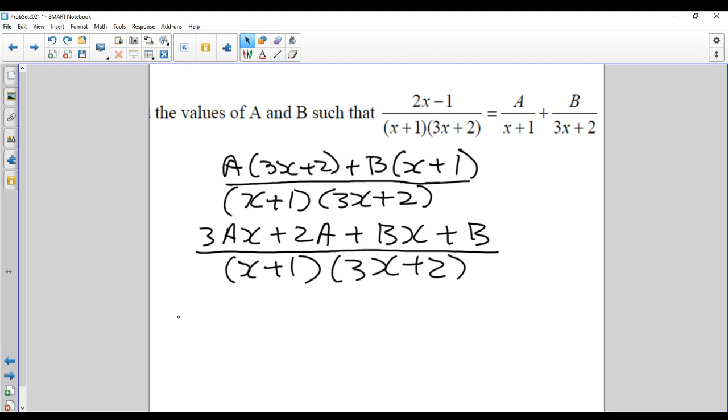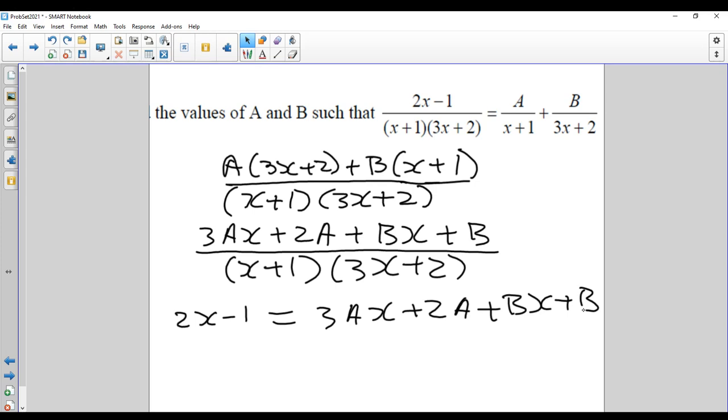So here's what this means. It means that the 2x minus 1 must be equal to the 3ax plus the 2a plus the bx plus the b. I hope you accept that, right? If the left-hand side had a denominator of x plus 1, 3x plus 2, and when we add the right-hand side, we have the same denominator of x plus 1, 3x plus 2, it must mean that the two tops have to be the same as well. If this side is equal to this side, and we're saying the two denominators are the same, then the two numerators must be the same too.